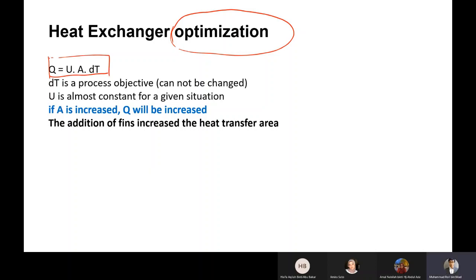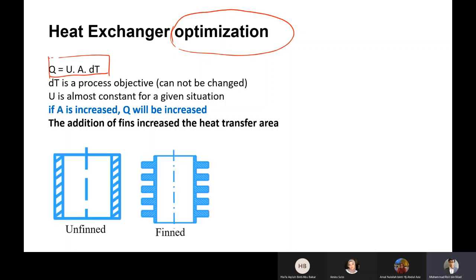First, if I want to maximize Q, I can increase the delta T. But delta T, you cannot do anything about because it is the process objective, so we don't change it. U is also something you cannot change. It is a function of the material, the fluid, the velocity, and many more. So what we can do is increase the heat transfer area A.